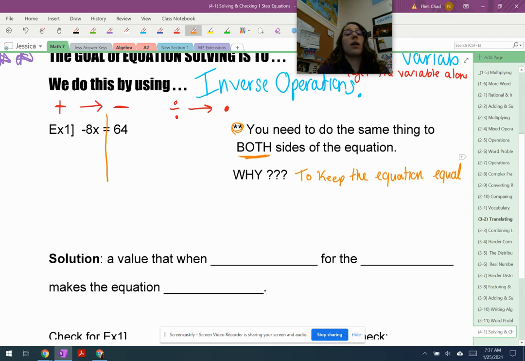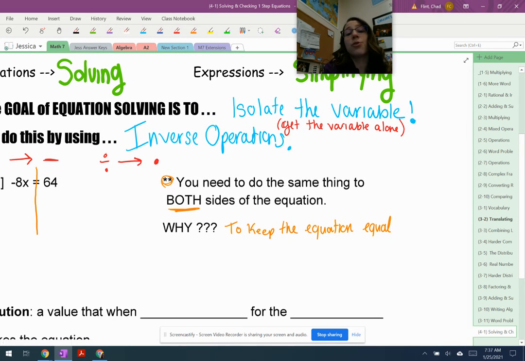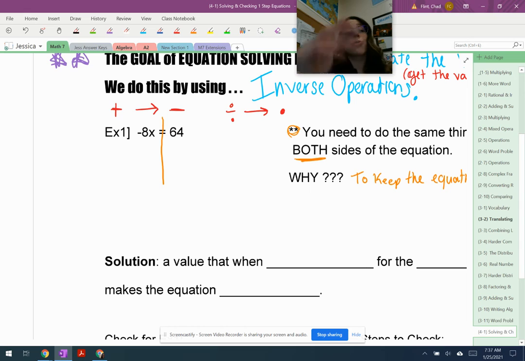Okay, so the questions I'll be asking you throughout the rest of your math career. What is preventing... remember, the goal of equation solving is to isolate the variable. So what is preventing the variable from being by itself on the left side of the equal sign? That negative 8. Okay, so what operation is going on between the x and the negative 8? Well, I don't see an operation in between there, so that means I can assume it's multiplication.